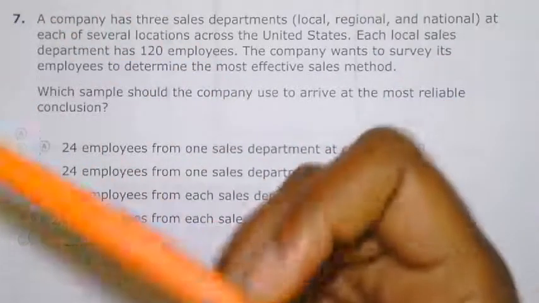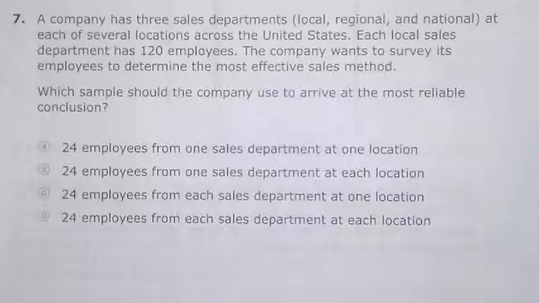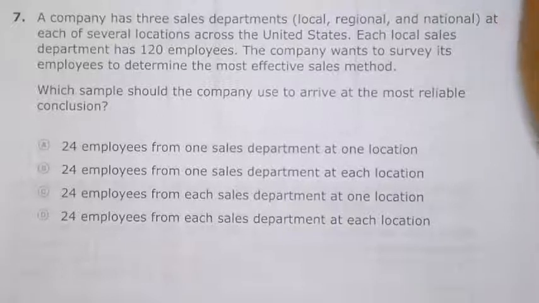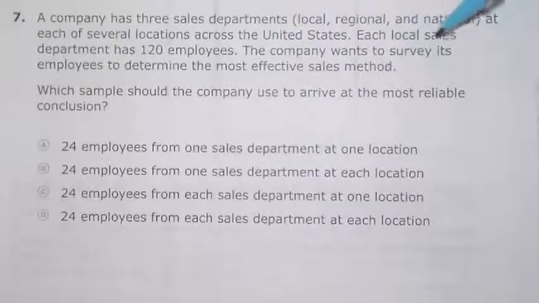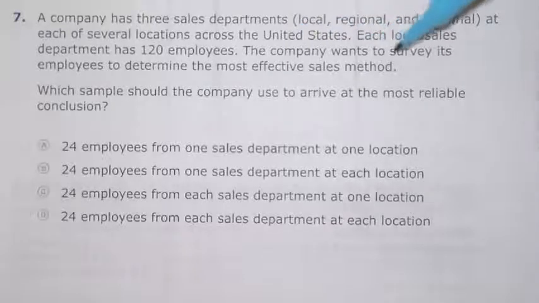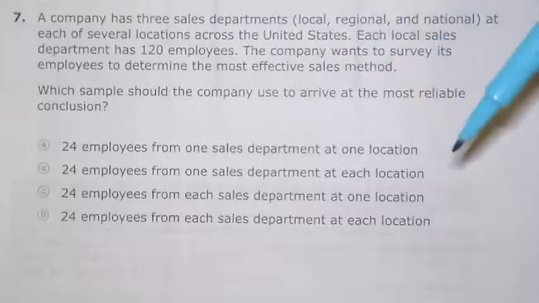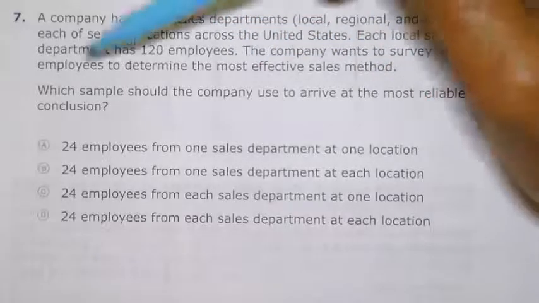Alright, so we're continuing working. For question 7, it says a company has 3 sales departments, local, regional, and national, at each of several locations across the United States. Each local sales department has 120 employees. The company wants to survey its employees to determine the most effective sales method.